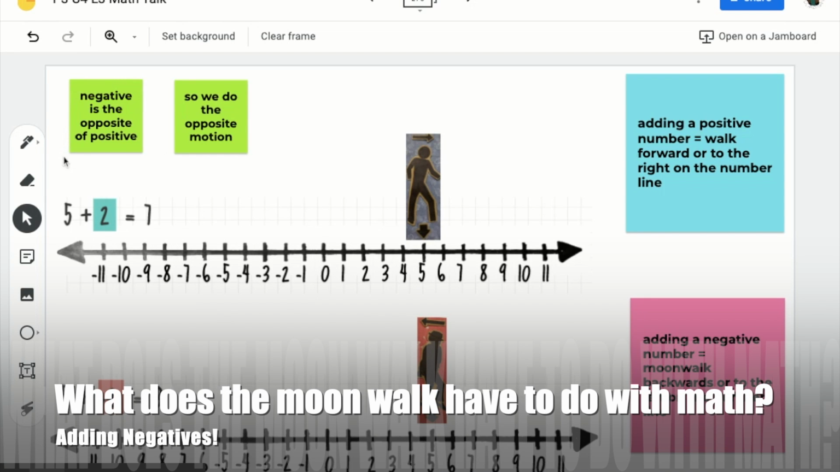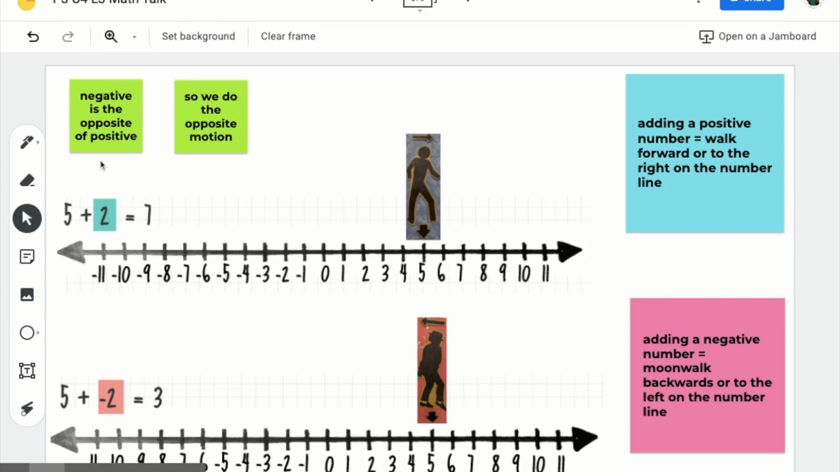Negative is the opposite of positive, right? That's what we talked about in the first week, that a negative number is the opposite of the positive. So when we're adding, we do the opposite, right? So we're going to do the opposite motion. So when you add a positive number, you walk forward or to the right on the number line, right? So 5 plus 2, I'm going to walk forward 2 spaces.